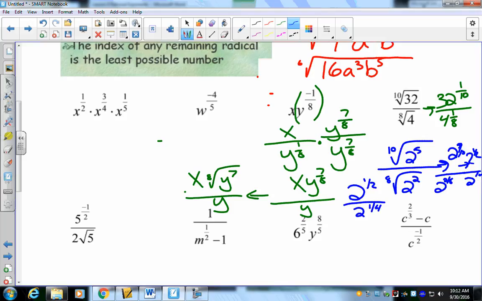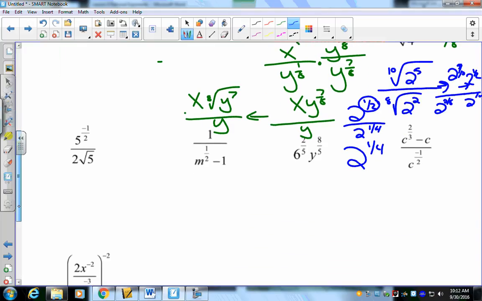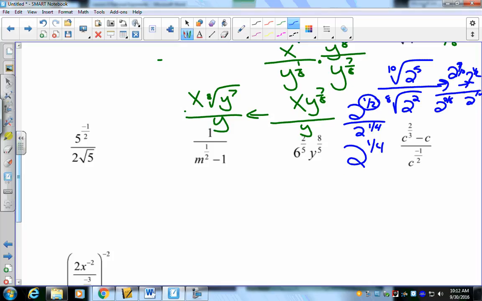Now I have a common base, so I can use my division rules. Anytime I'm dividing common bases, I can subtract my exponents. 1/2 minus 1/4 leaves me with 1/4. If you weren't sure of that, then just write them as common fractions and subtract. You would get 2/4 minus 1/4. Same thing. Almost done. Just got to write that as a radical. 4th root of 2.